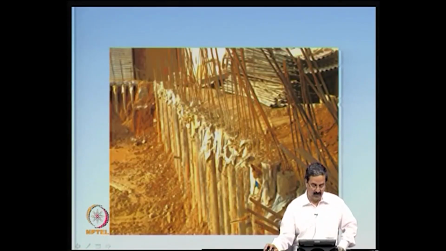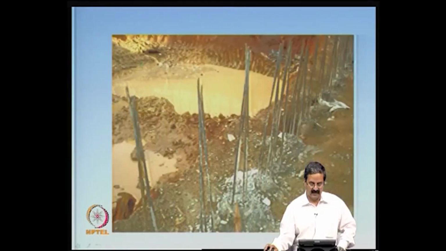A closer view, you can see here that this is the pile and this is the reinforcement. Instead of 1 rod, as I just mentioned, it can have 3 rods. It all depends on the shear capacity. Then you can have another close look.